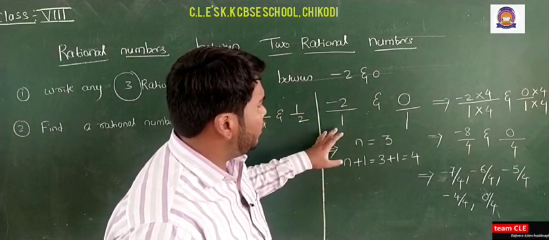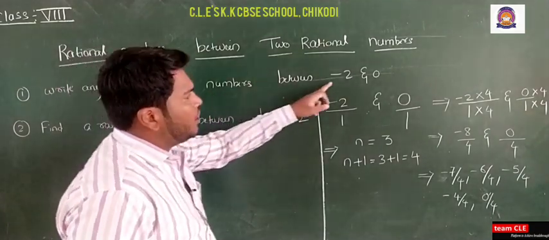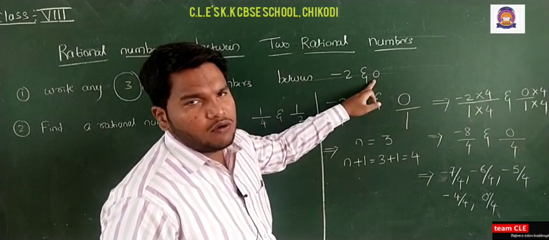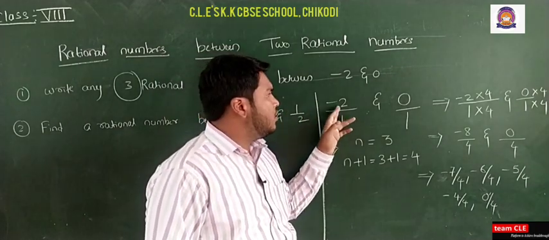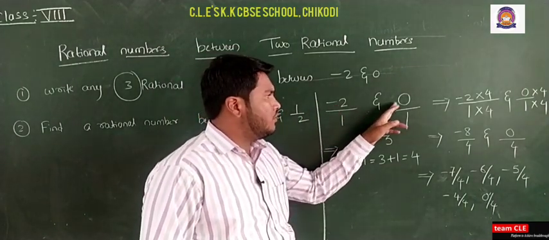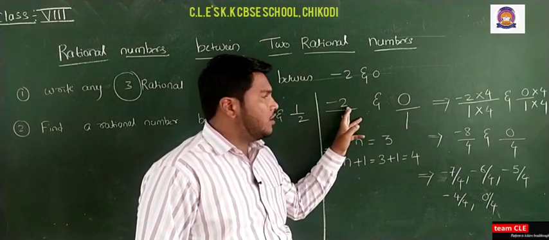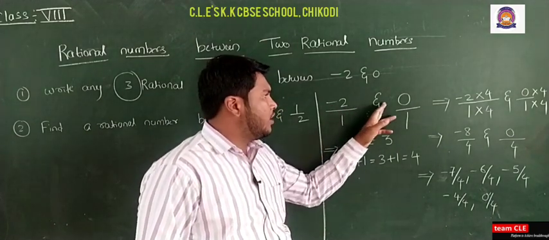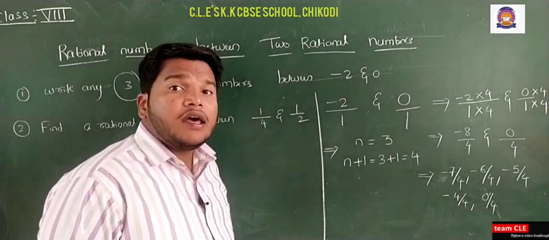So what is the first step I do? First, write any 3 rational numbers between minus 2 and 0. They say in the question, write any 3 rational numbers between minus 2 and 0. First, express the integers in the form of rational numbers: minus 2 by 1 and 0 by 1. So we can see both of these are rational numbers.